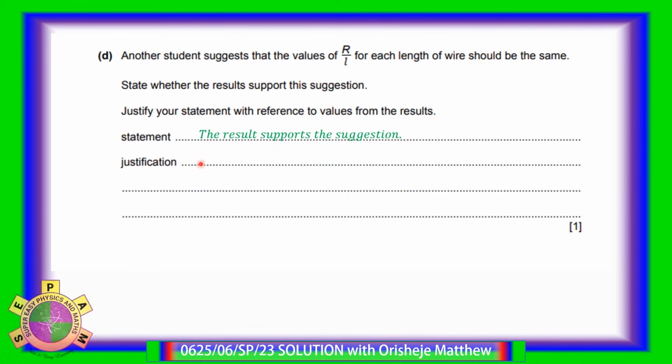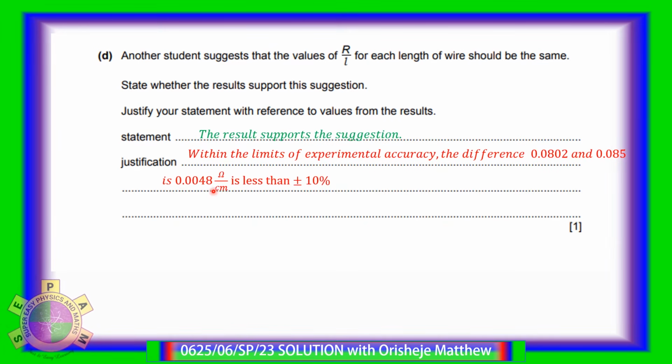Now, the result supports the suggestion. Why? The difference in the resistance per unit length is less than 10%. So within the limit of experimental accuracy, you look at the difference between 0.0802 ohm per cm and the other value. When you subtract it, it is 0.00048 ohm per cm, and this value is less than plus or minus 10% difference.